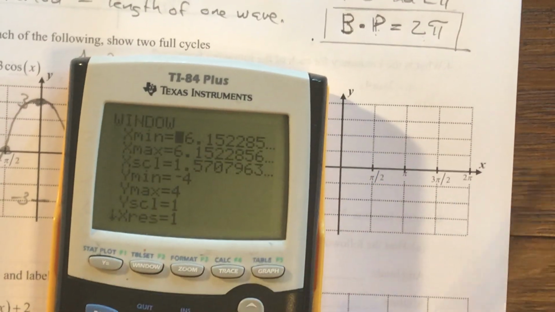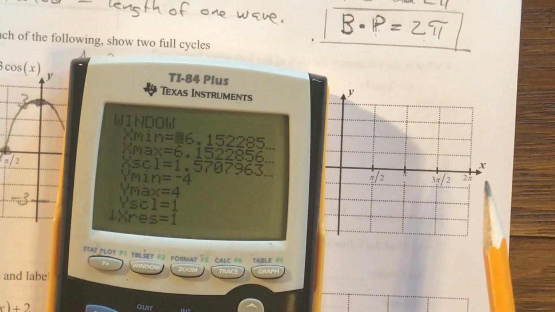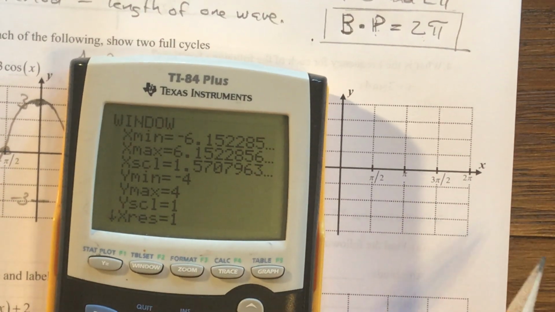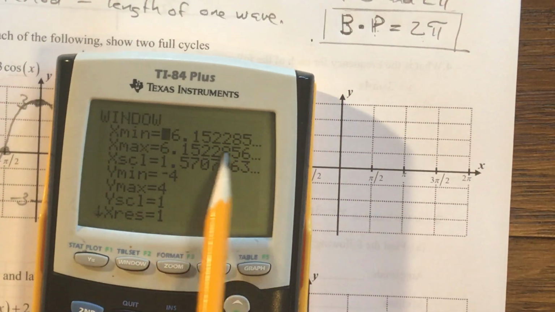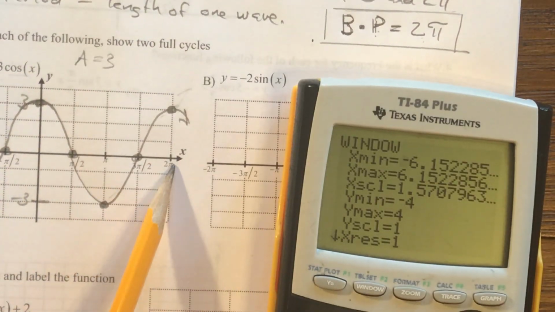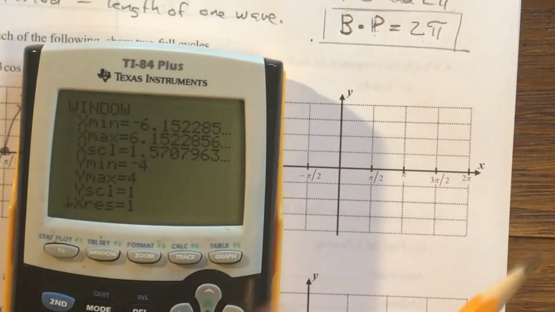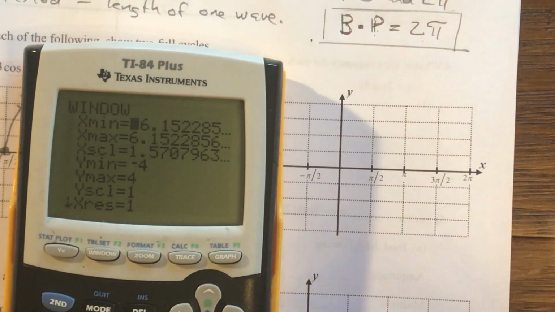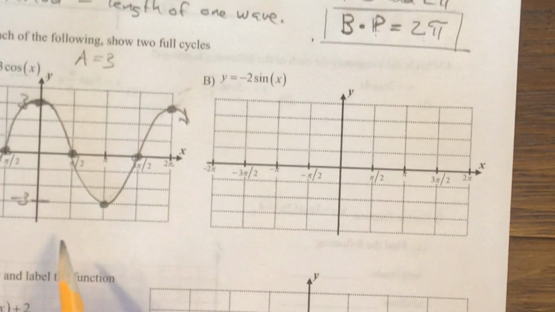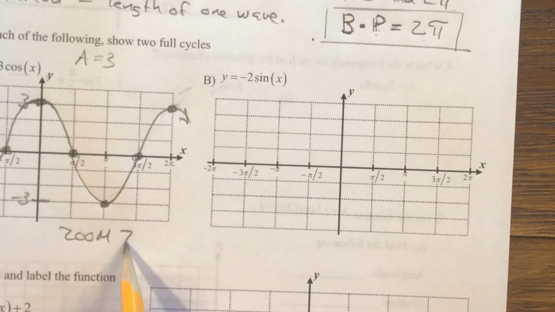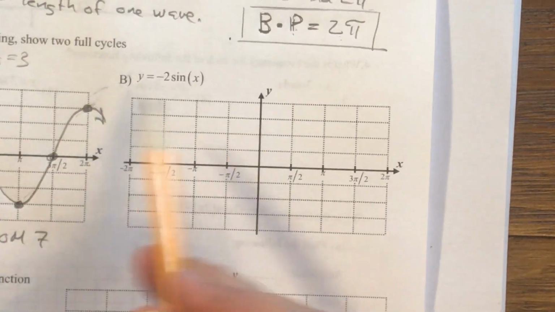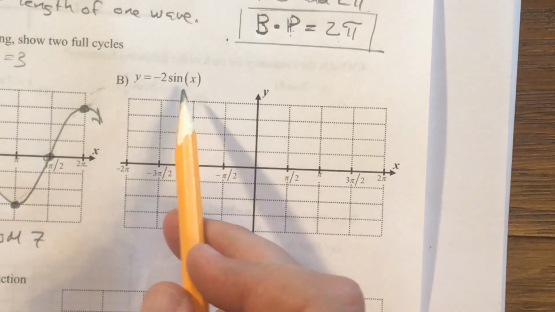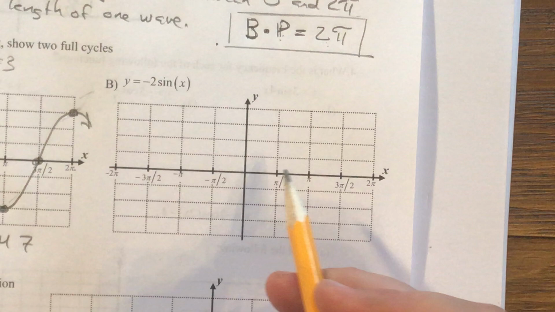If you go to window, you might not recognize 6.15. It's a little bit off, but it's 2 pi. Take pi, you double it, you get 6.15, an irrational number. So we're going all the way out to 2 pi. And the paper goes up and down 4 places. See that? So this piece of graph paper is zoom 7. You could cheat and look at it ahead of time, but let's try and practice it. You should check it with your calculator afterwards.